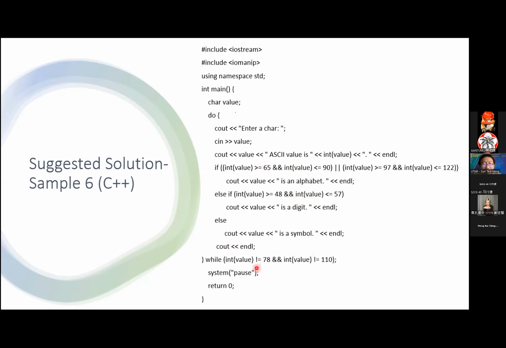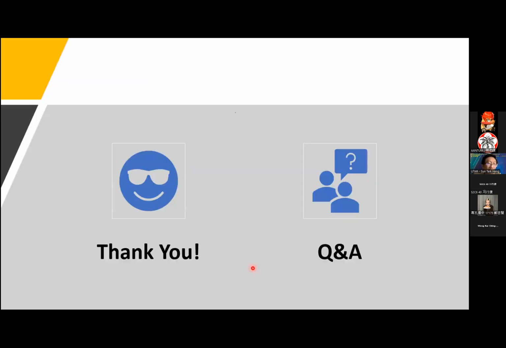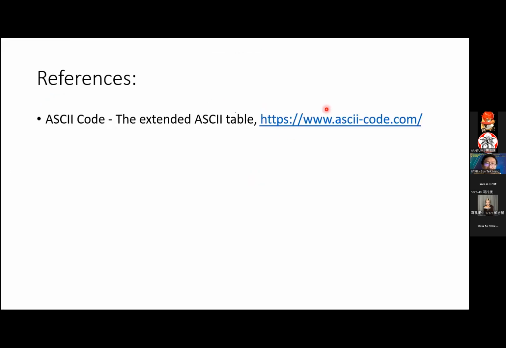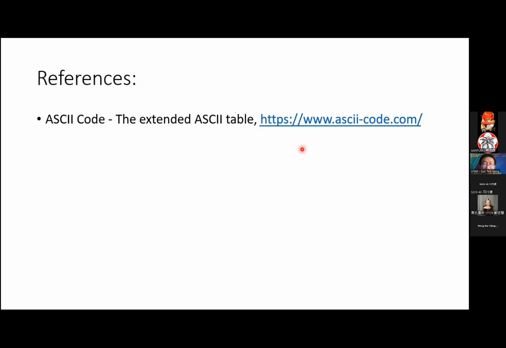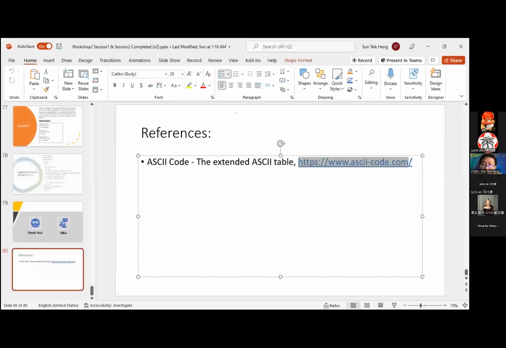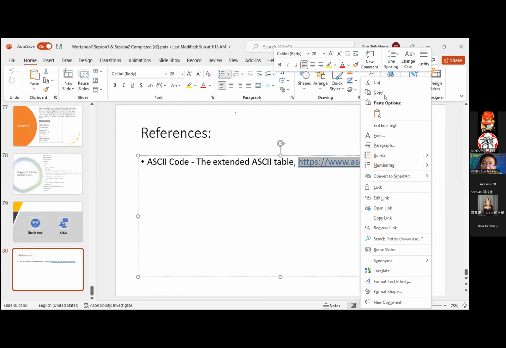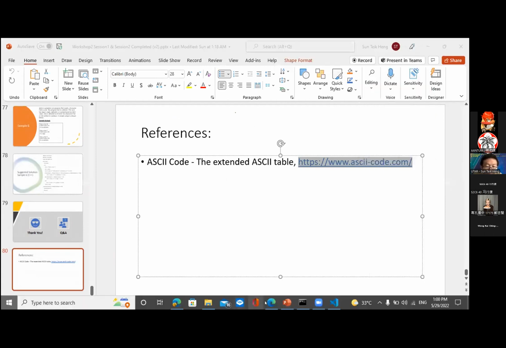All right. So as you can see here, 78 and 110 are the ASCII codes for the character capital N and small n. And that will cause the while loop here to terminate. That is all for this session. Let me show you the table for the ASCII code. You can look at the ASCII code table from this URL. You can go into this URL, and you can then look at the ASCII code.